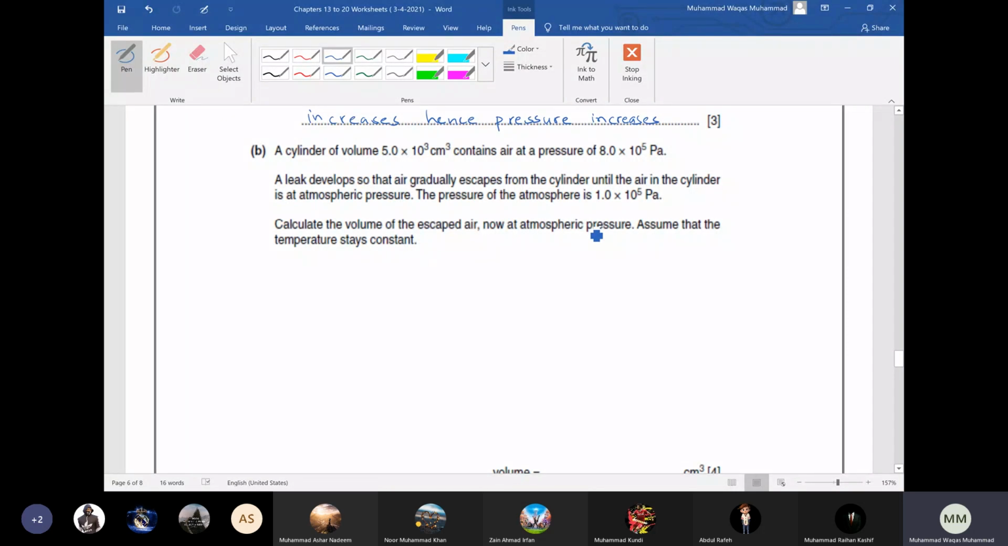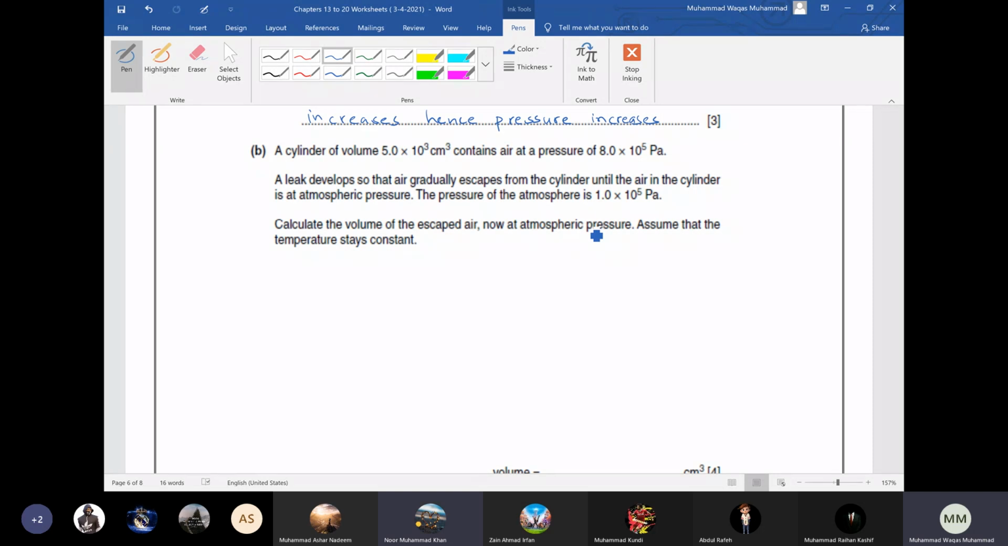Beta, a cylinder of volume 5.0 times 10 to the power 3 cubic centimeter contains air at a pressure of 8.0 times 10 to the power 5 Pascal. Now beta, see this first line, what does it tell? Can someone elaborate what this question is telling? Sir, the volume V1 is 5 into 10 power 3 and the pressure P1 is 8 into 10 power 5. Okay, very good. Shabash.